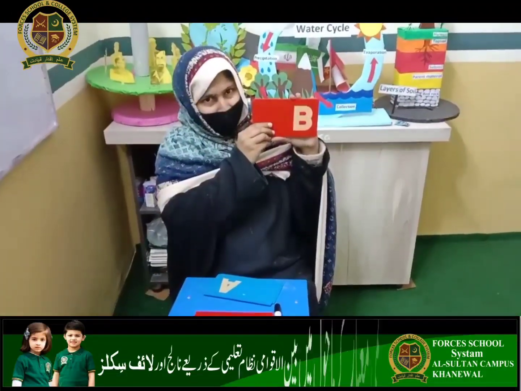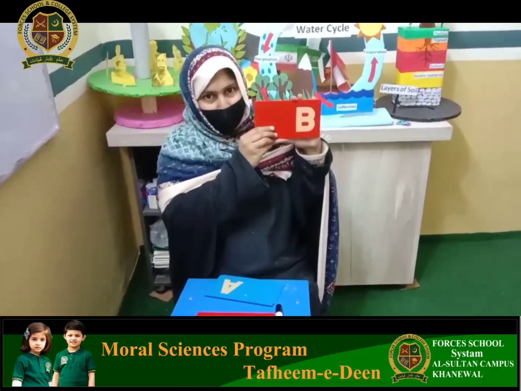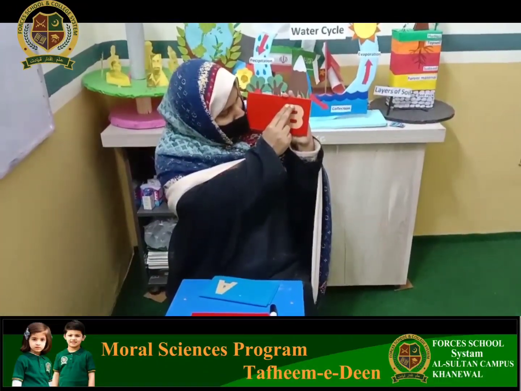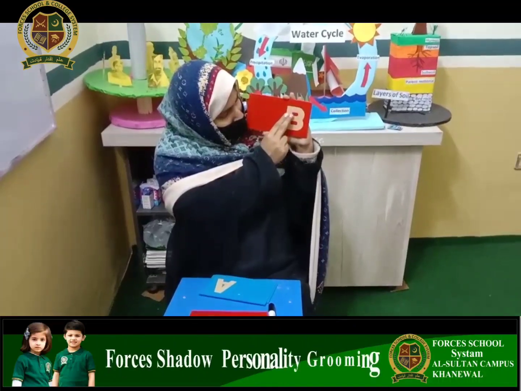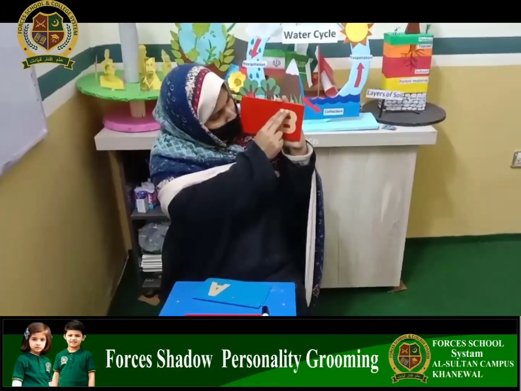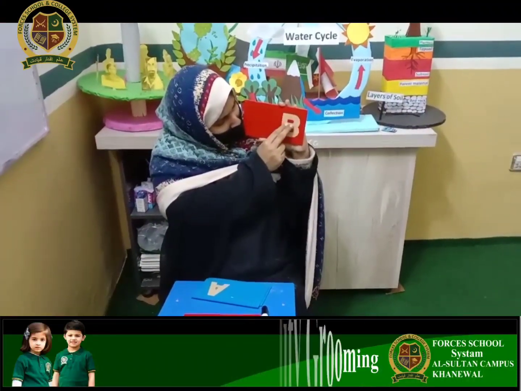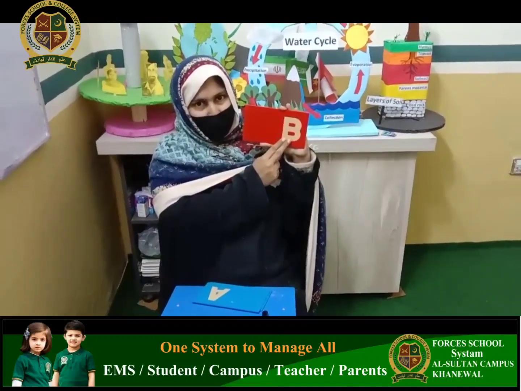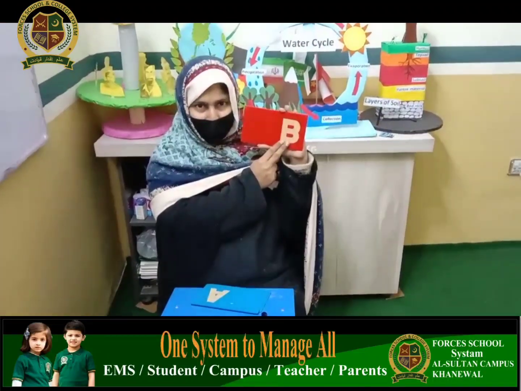The next letter is B. We have two bellies. First of all, we use two fingers to draw straight lines. Draw one belly small and the second belly is big. This letter is B.